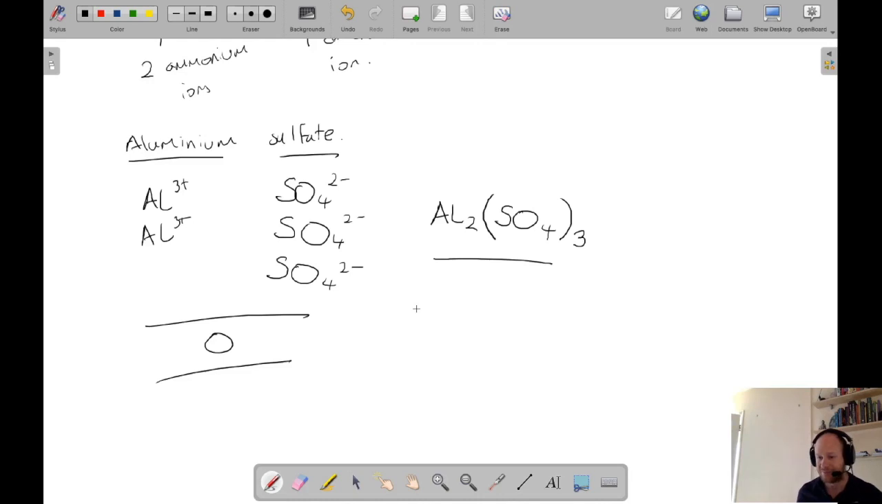This is a skill. You have to practice it. You have to keep trying and trying and trying. You won't get it the first time. But the more you do, the more you try, the better it will go. Have a go at doing the worksheet of all of these ionic compounds that I've given you. And please give me those in the assignment.